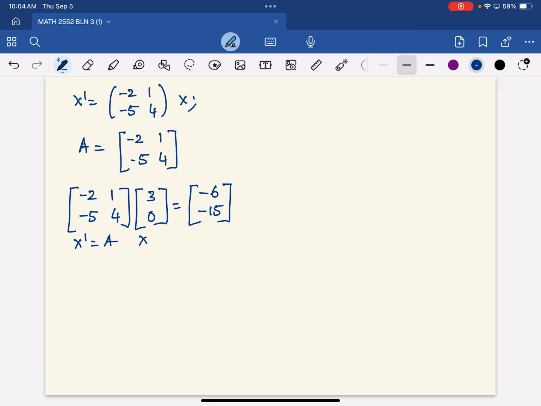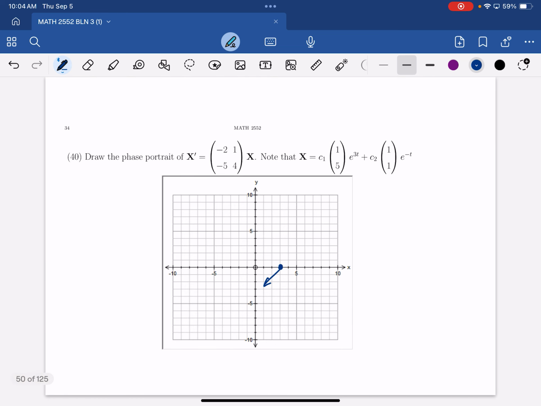Okay, so then if I'm standing at negative 2, 1, negative 5, 4, a point on the y-axis, 0, 3, then what am I experiencing? I'm experiencing 3 and 12. So that means if I'm standing at this point, 3 units to my right and 12 units above, I'm experiencing force in that direction. Or x prime is that, so that means velocity is that, so I'm being pushed in that direction. Do you agree?